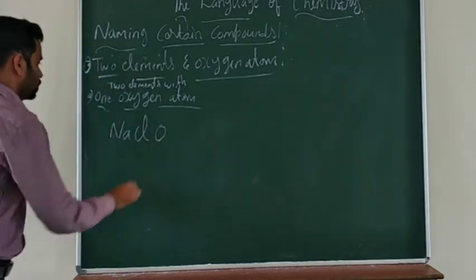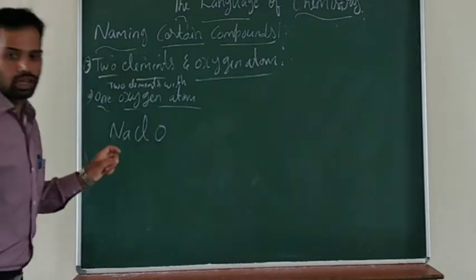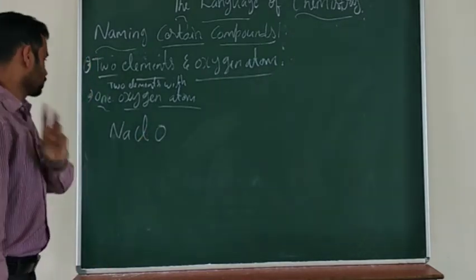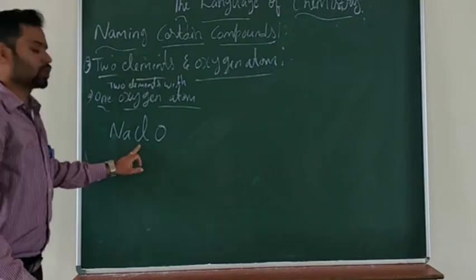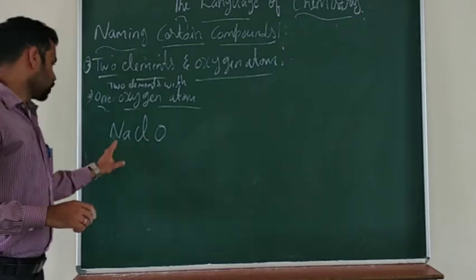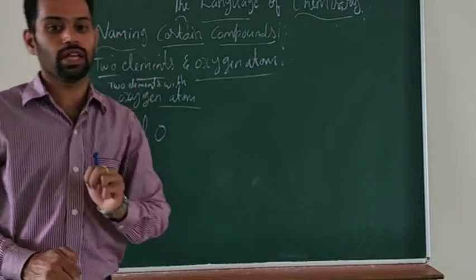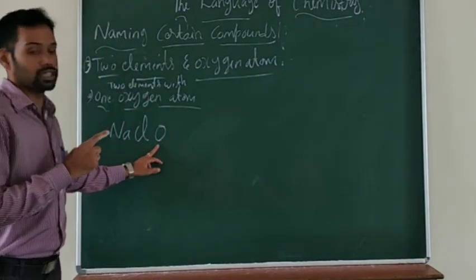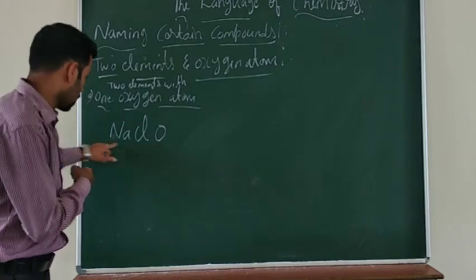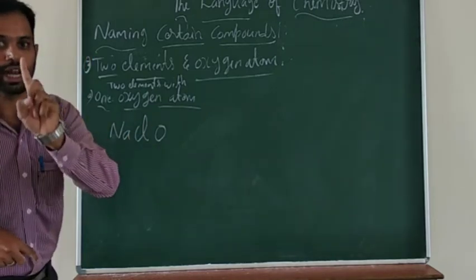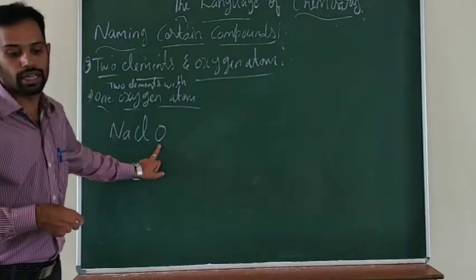NaClO. Look at that. Two elements. Sodium is one element. Chlorine is one element. Two elements with one oxygen atom. At that time, how to name the compound? Look at that. Oxygen should be present at the end of the compound. So this is the compound.